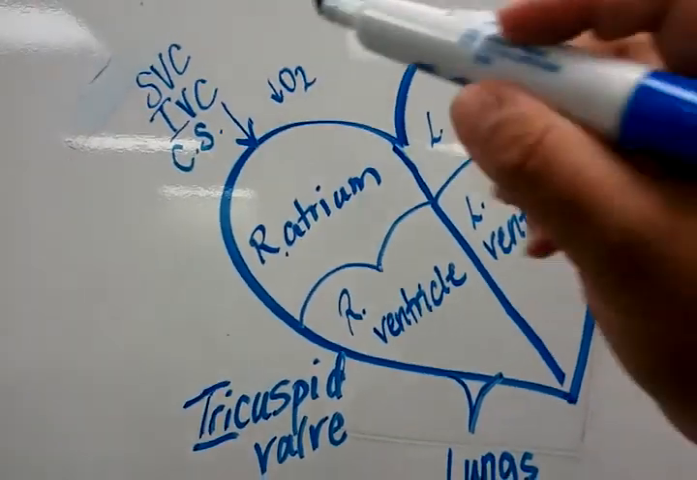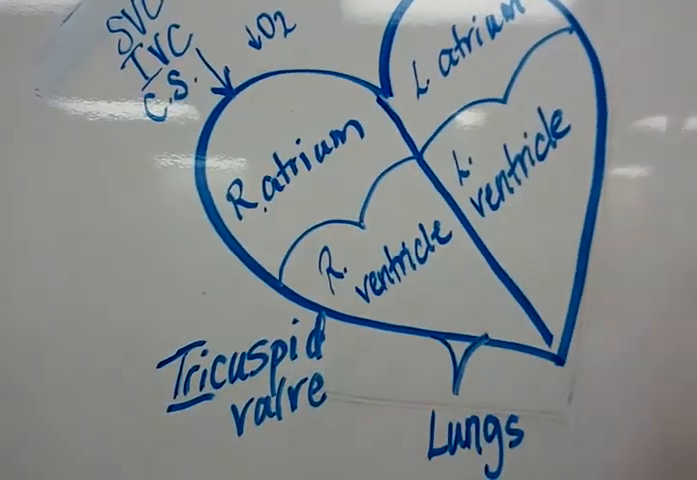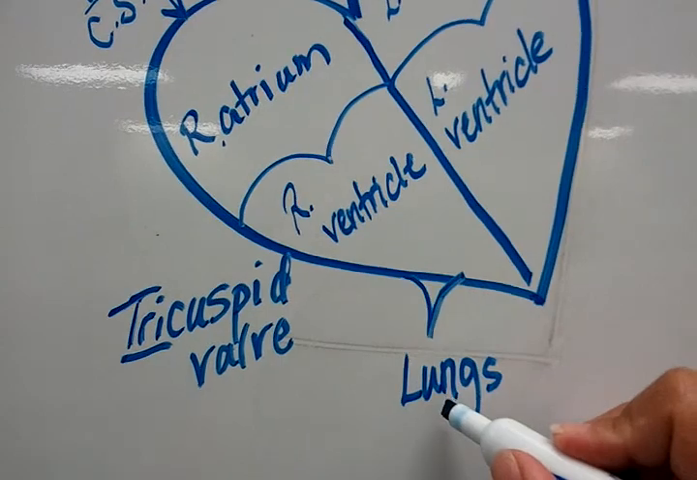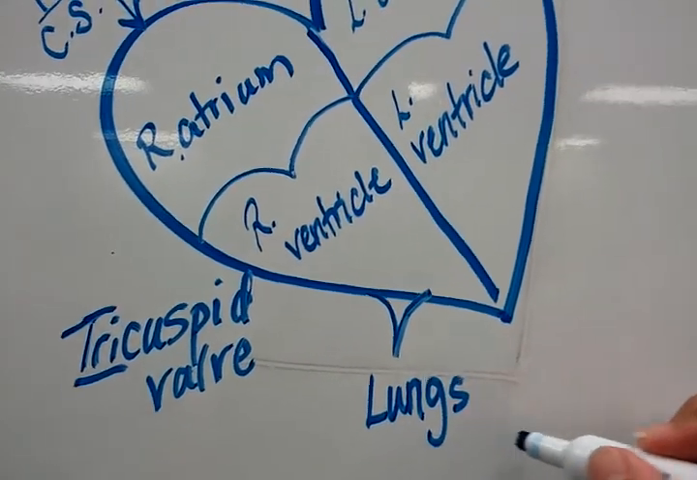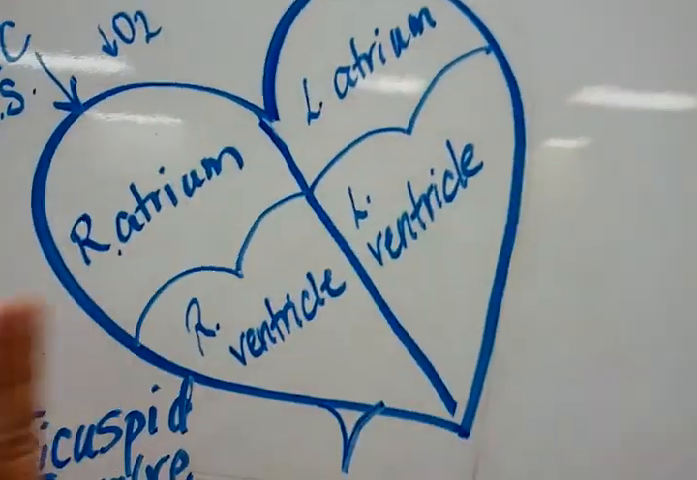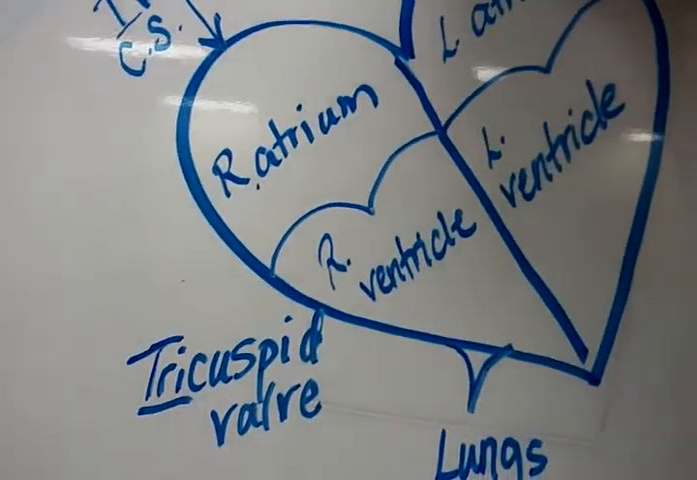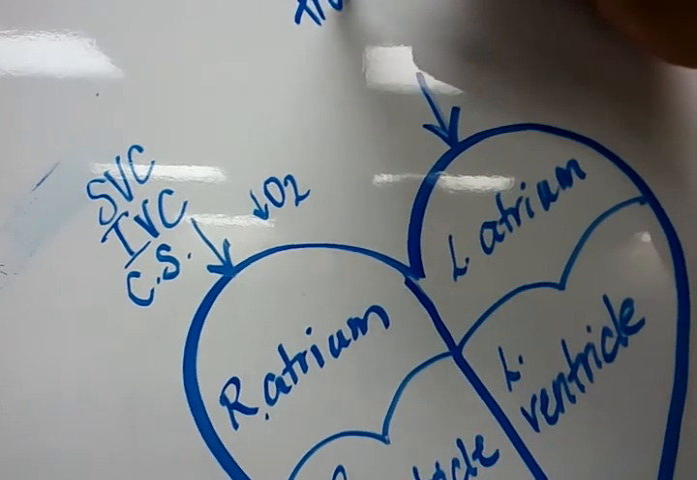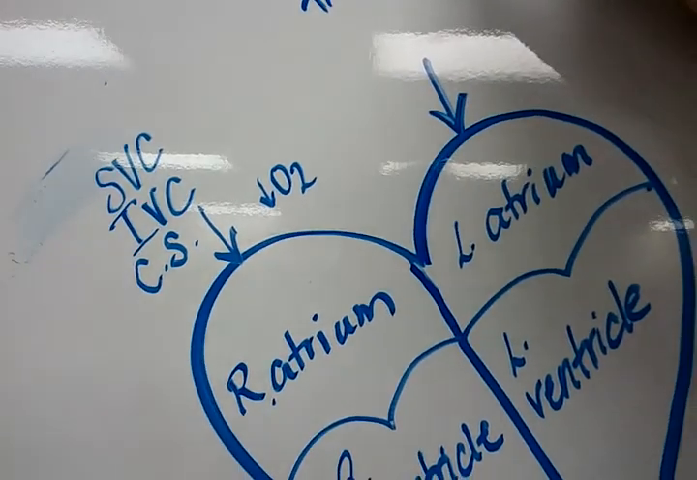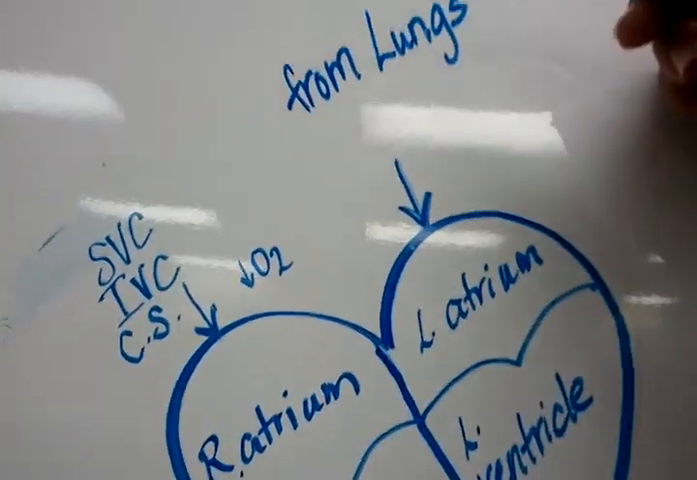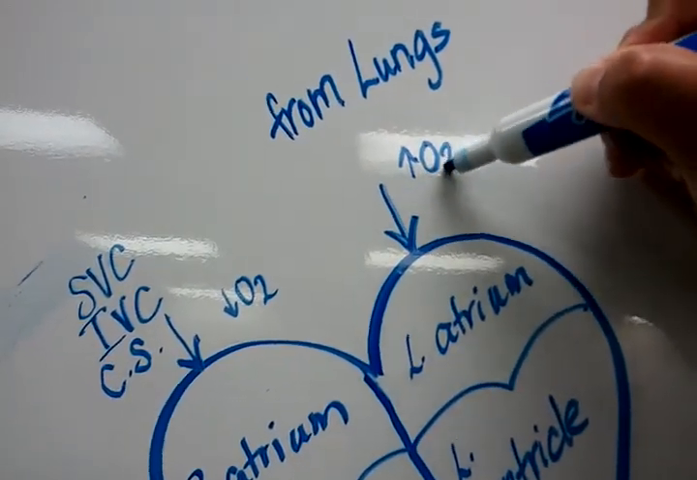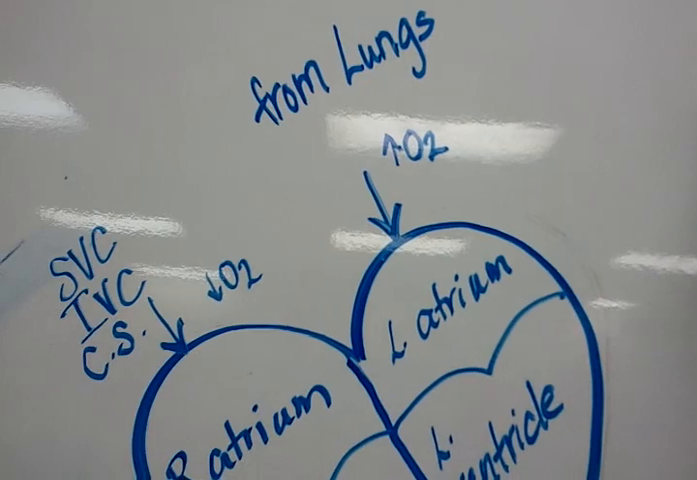Because remember, we have low oxygen level on the right side of our heart. So now our blood needs to go to our lungs to pick up oxygen. So it's going to go all the way to our lungs, our right and left sides of our lungs, and then it's going to enter our left side. So this is coming from our lungs. Now, since it's from our lungs, it's going to have picked up oxygen, so now we're going to have an increase in oxygen in this blood.